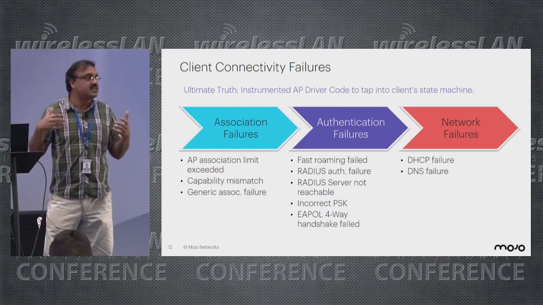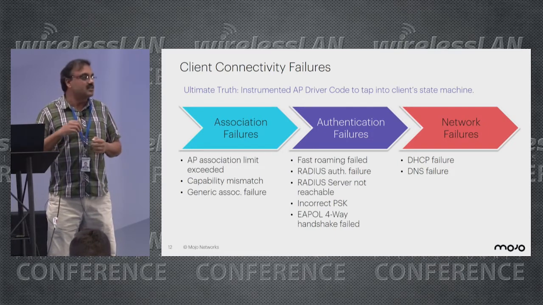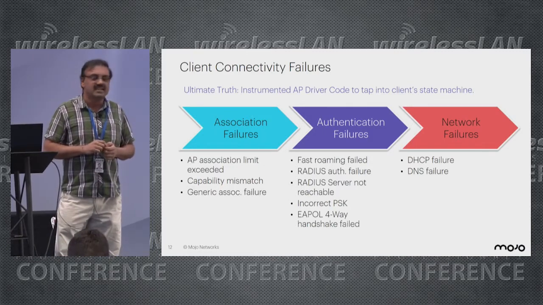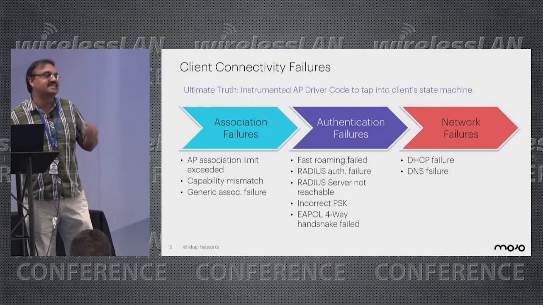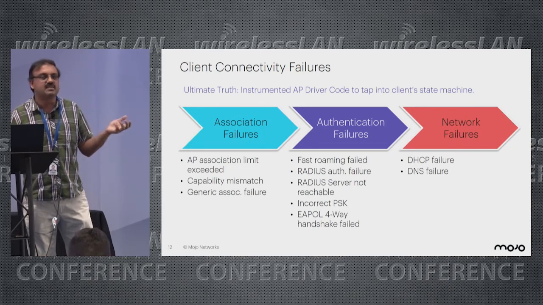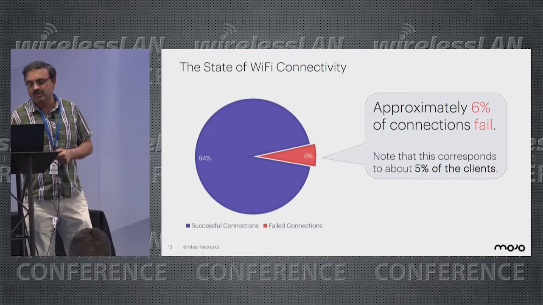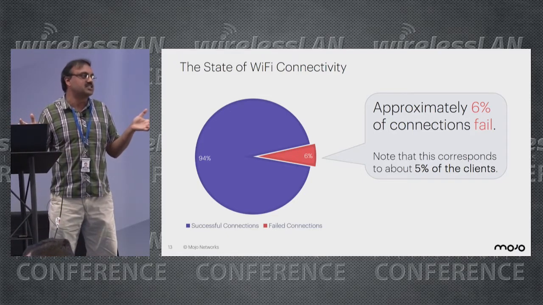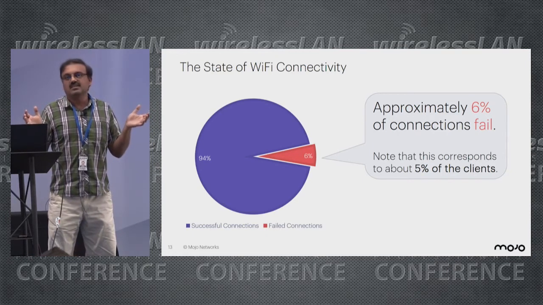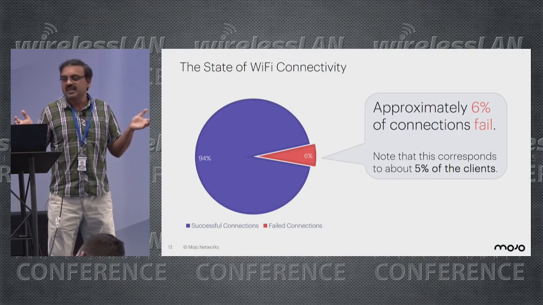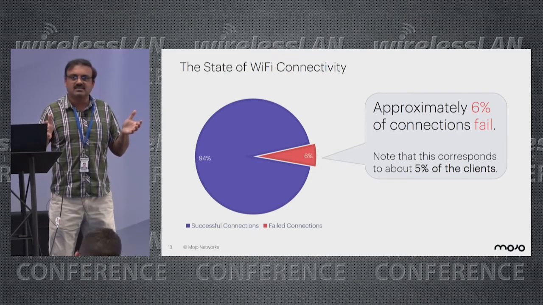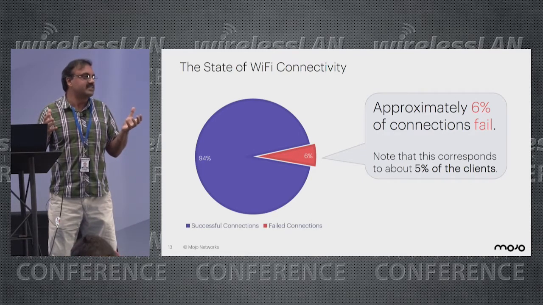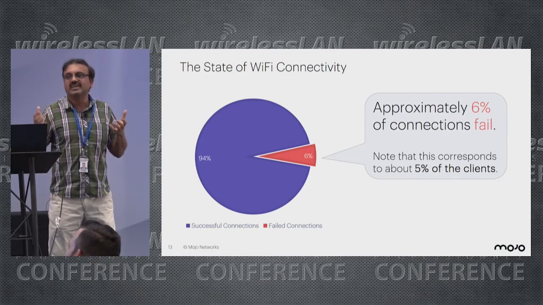We've instrumented our access point with a lot of triggers to tap the client state machine, and using that we are able to identify where the client exactly is failing. Since we are in the data path, this is the ultimate truth, and we have information about that. What we saw is that about 6% of the connections fail in a well configured and operational network. This is not alarming, but at the same time, there are some connectivity failures happening in the network, and it merits some analysis.